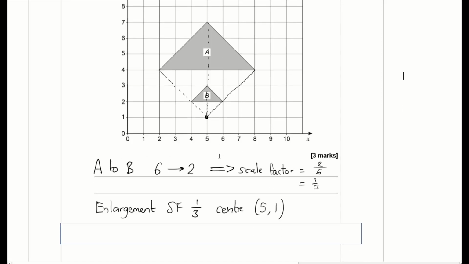So the full 3 marks come from 1 enlargement, scale factor a third, 2 marks, centre 5, 1, and that's your third mark. So that's what you need to say there. So the shape can get smaller, but that just means it's a fractional enlargement. So just bear that in mind if you are practicing these enlargements and you encounter ones where you've got negative scale factors. So smaller doesn't mean negative, it can just be a fraction that's less than 1.